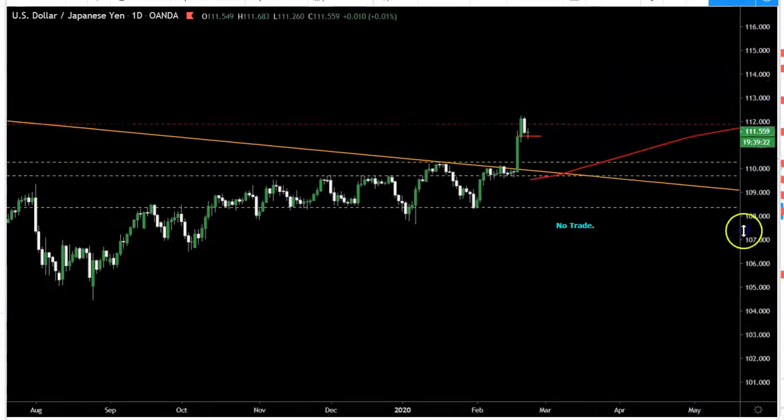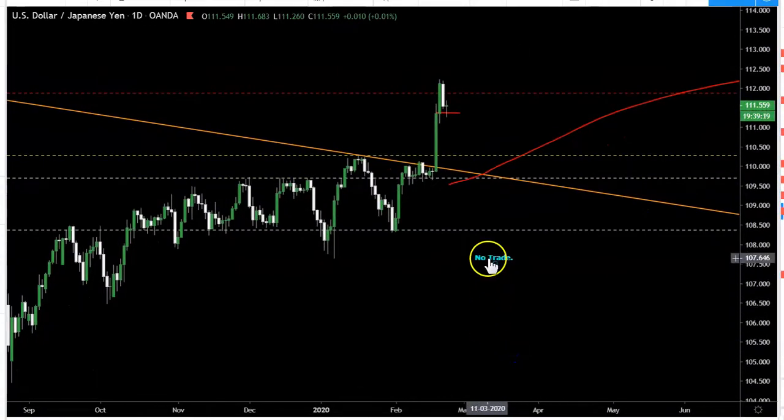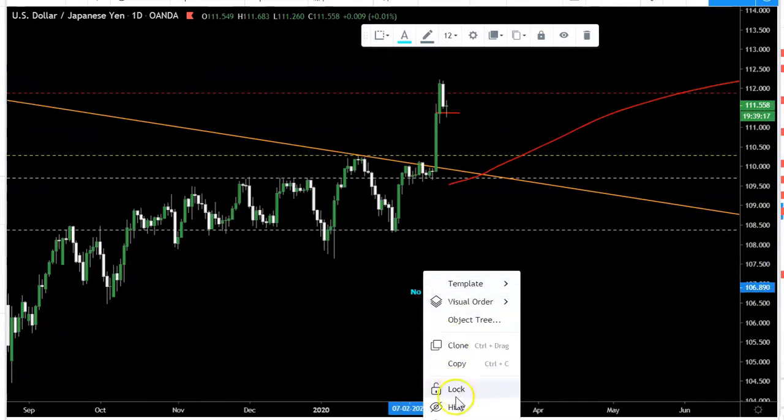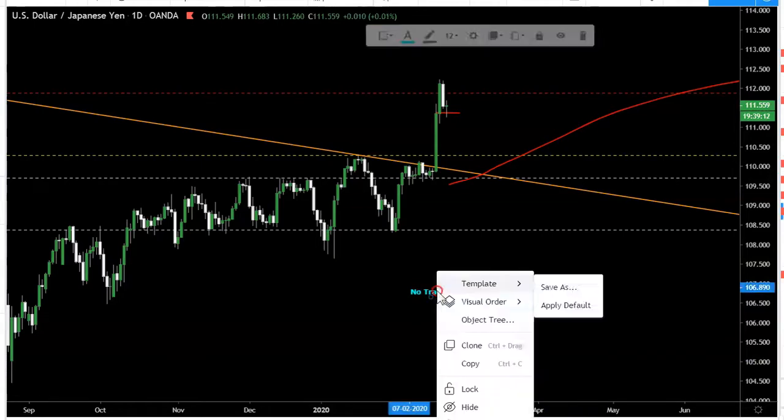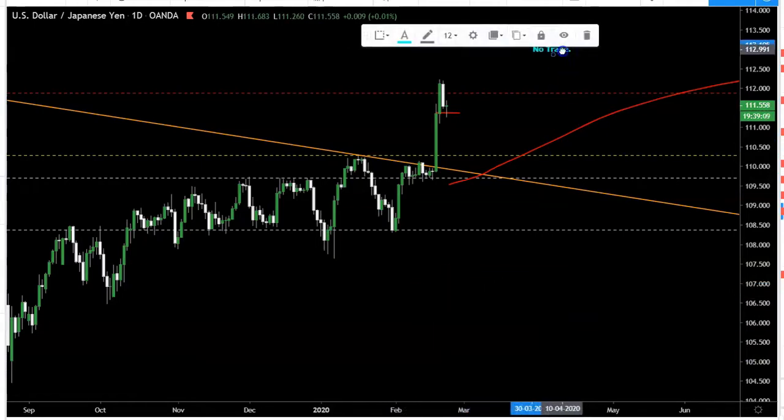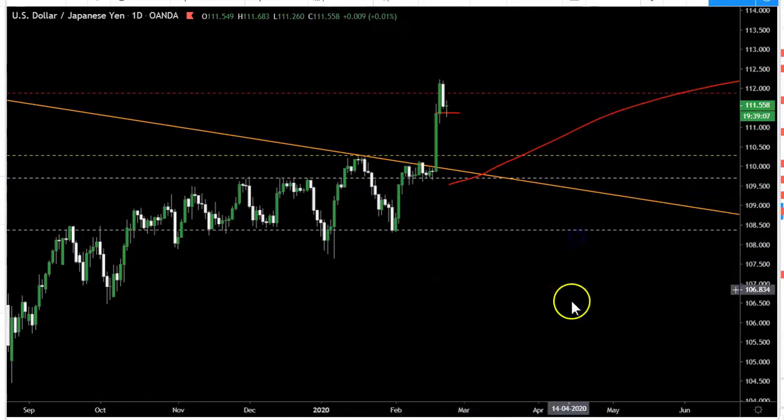USD JPY had a lovely move up. That was a beautiful trade last week. Sorry guys, there we go. There was the entry there, a pending order, and that was what I call a good inefficient move, which is basically when there are more buyers than sellers, and it creates a vacuum. I did trade this back down on Friday from off the top here, and now I'm out of it.